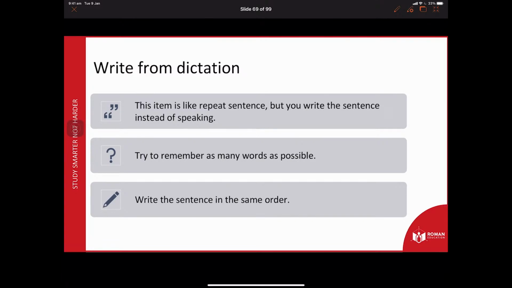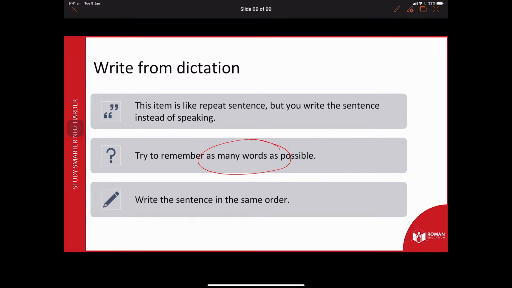And for what you write, you get points based on the number of words that match, which means if the sentence has 10 words and you write all the 10 words, then you get 10 out of 10. If you write 9 words, you get 9 out of 10. If you write 5 words, you get 5 out of 10. So the most important point is to try to write as many words as possible. That is the most important strategy. The more you write, the more you get.